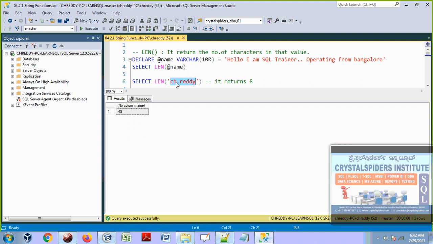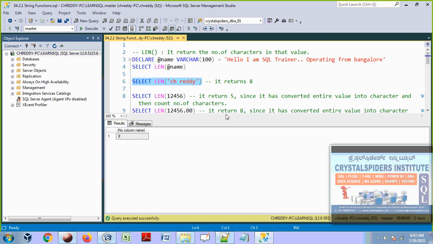Ready. So now here: 1, 2, 3, 4, 5, 6, 7, 8. Total 8 characters are there, including the space also. So this time the len function will return a total of 8. Now it is showing 8.